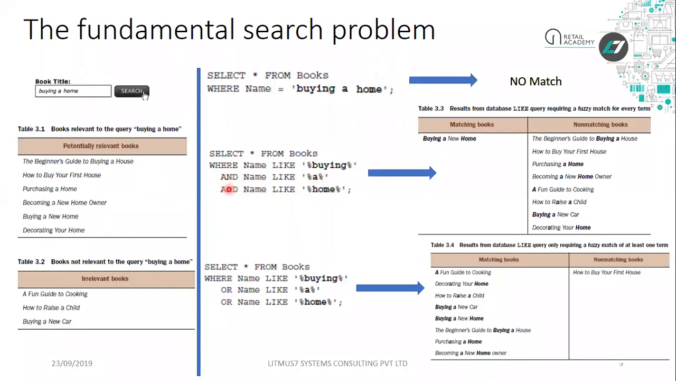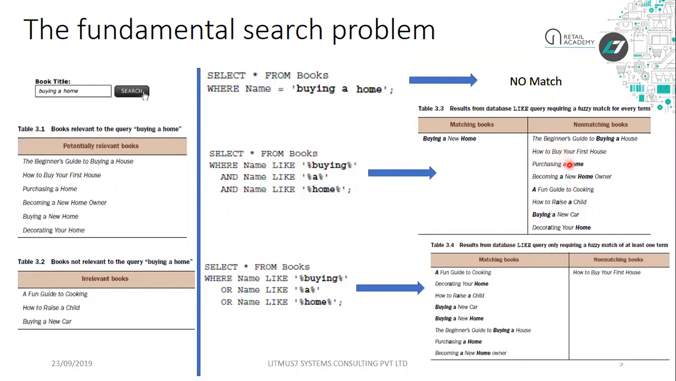And what about we go for an AND operation? Means a combination of like is used to retrieve the books having the name buying a home. Means a book that has the text buying, a book that has the text a, a book that has the text home, but that can be in any combination. There is no need for it to be in that exact order. That way we try to retrieve that particular data. That's what we are trying with the second query here.